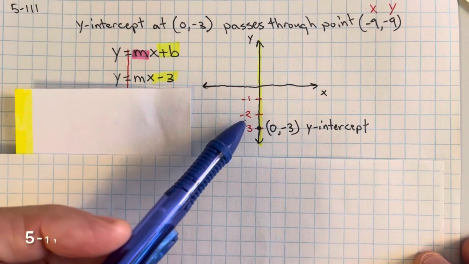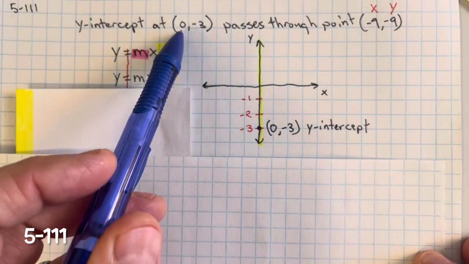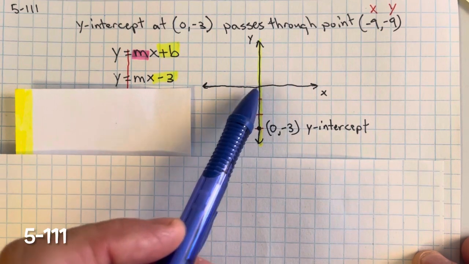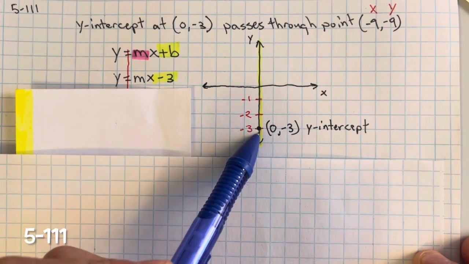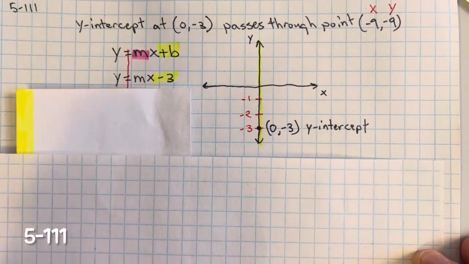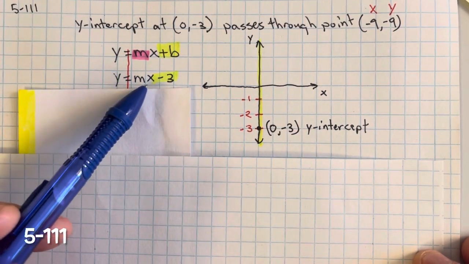Here's what it looks like in a graph. So when x is 0, you don't go anywhere on the x-axis, but -3 on the y: 1, 2, 3. This is our y-intercept, -3. And now we have to find the slope.